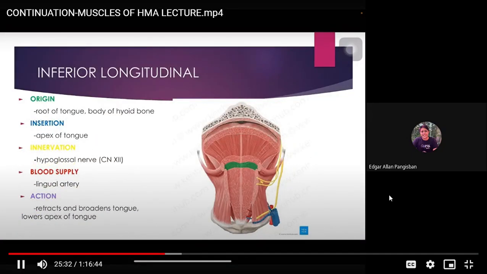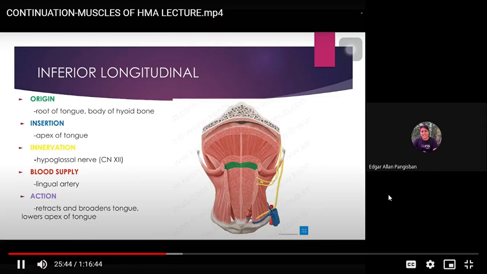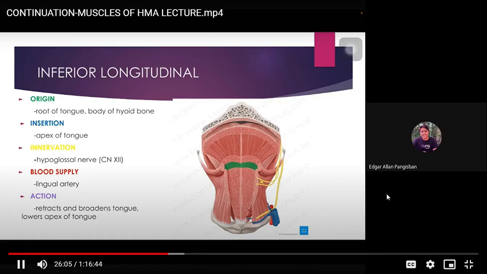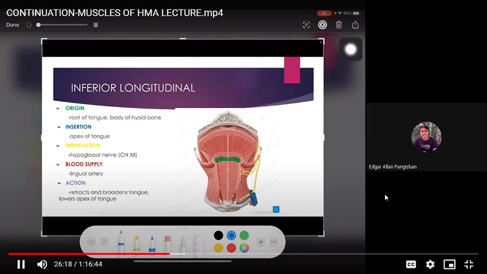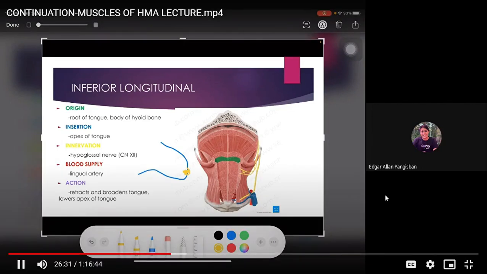Next, we have your inferior longitudinal. Inferior longitudinal is located below, ano? Below, the most inferior portion ng inyong intrinsic muscles. Okay, pag tinanong, what intrinsic muscle is located most superior, it's your superior longitudinal. Pag intrinsic muscle located most inferior is your inferior longitudinal. Okay, this is the counterpart of your superior longitudinal. Again, they have the same action na it widens or broadens the tongue. Pareha sila ng action, right?